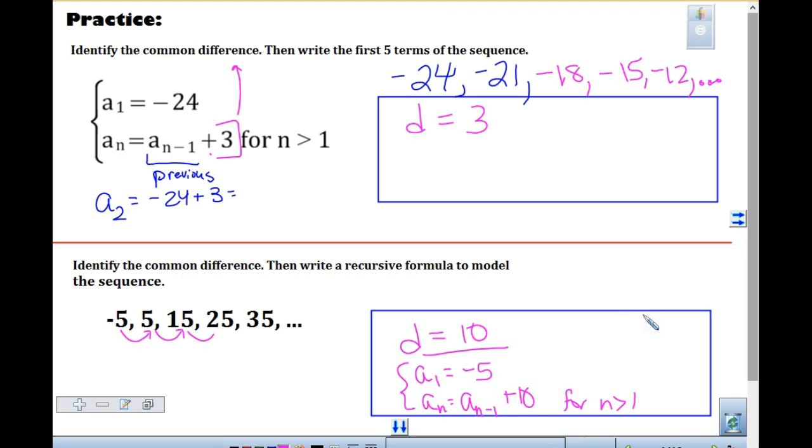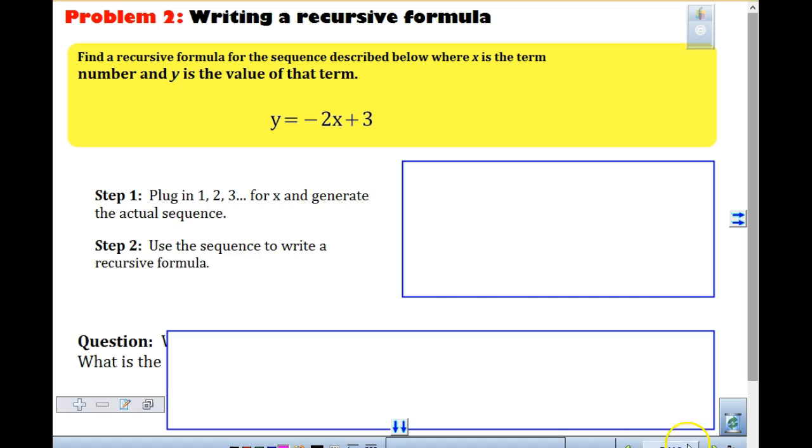Okay? So as we get to that next part, we get a little harder in our equations. It says, recursive formulas describe where x is the term and y is the value of the term. So if we're looking at this, y equals negative 2x plus 3. If you plug in 1 in that equation, if I think of x equaling 1, what would we get? When x equals 1, y equals what?